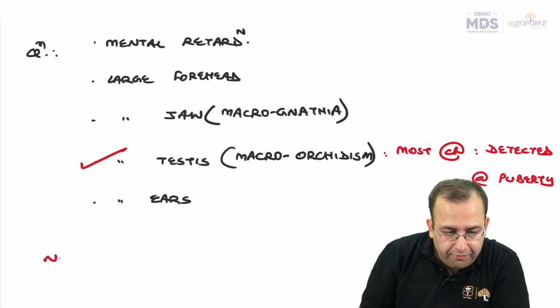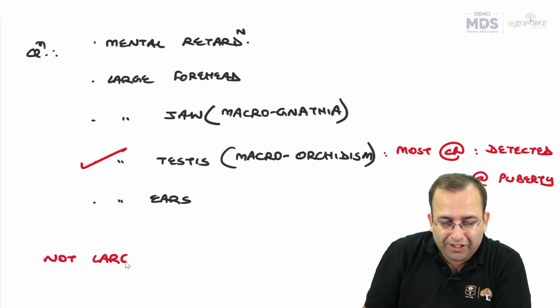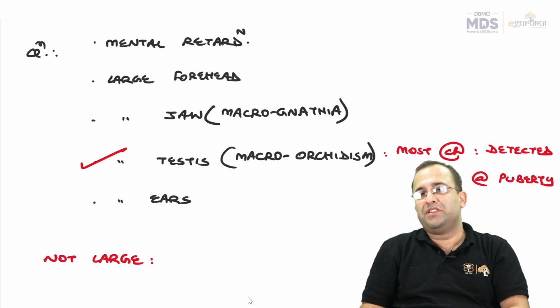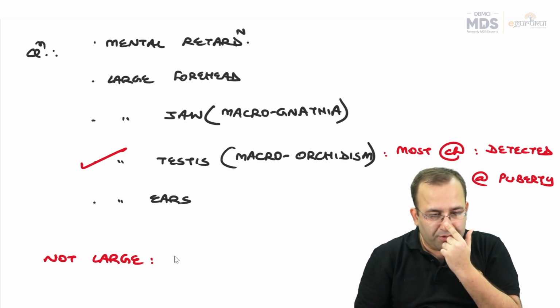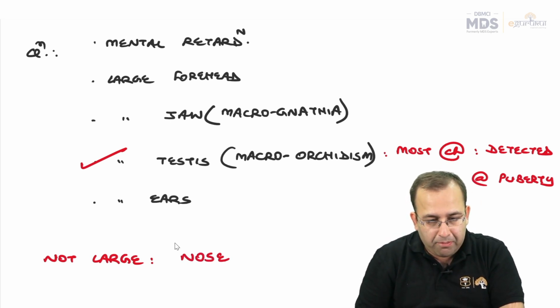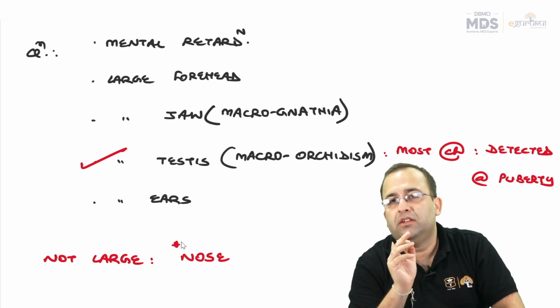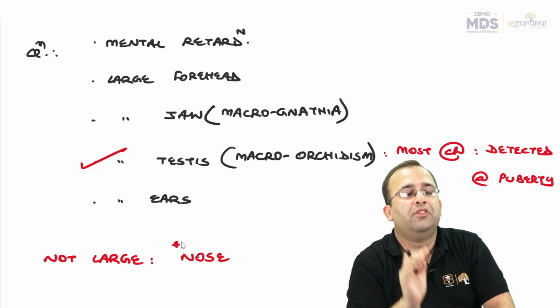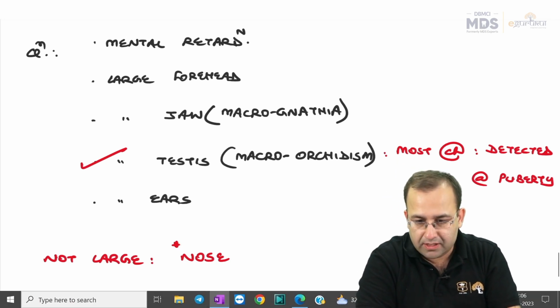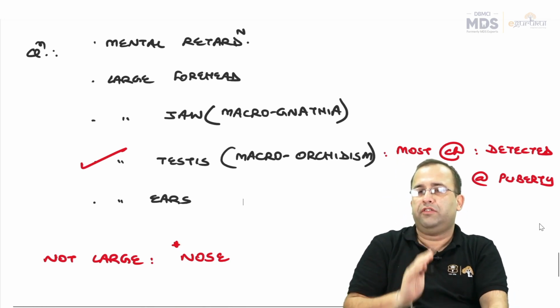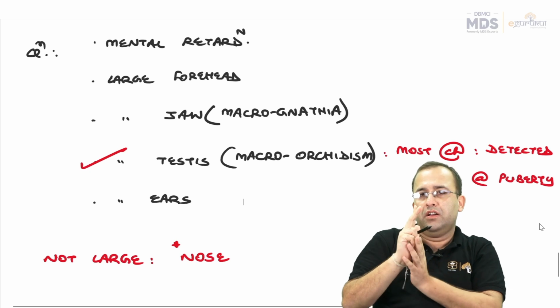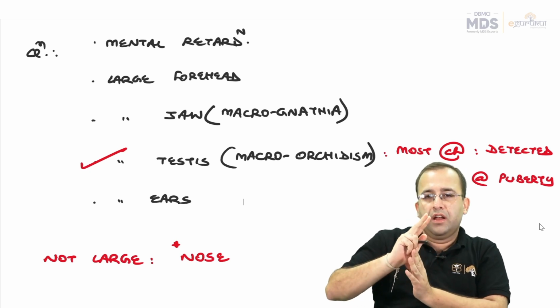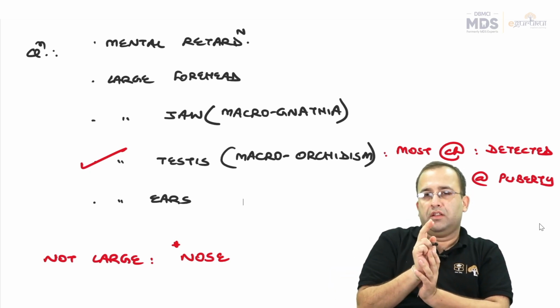Next point. Which part of the face is not large? Just touch your nose once and you will forever remember which part is asked. Thankfully it was the nose. What is not large? Nose. First class. So this finishes our second non-Mendelian inheritance, trinucleotide repeat diseases.